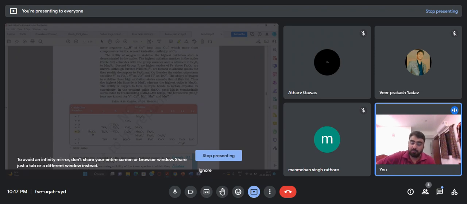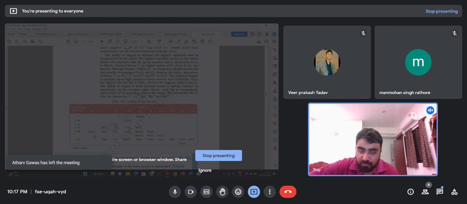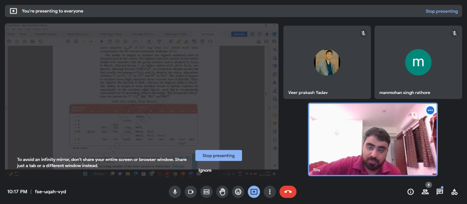So how am I going to write the formula? Scandium I'm going to write plus 3 and oxygen I'm going to write minus 2. Now I'm doing the cross. So Sc2O3. That way you need to make a chemical formula here. First write the oxidation state of both the elements, scandium plus 3, oxygen minus 2. Do the cross, Sc2O3.